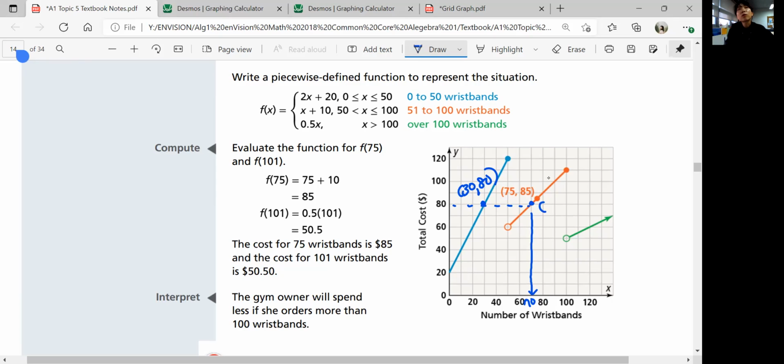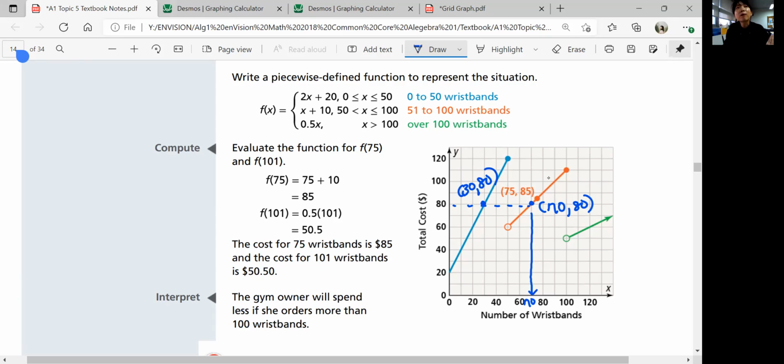So we have another point with the same value of y, 70, 80, right? So if you're gonna pay the same price, $80, if you're gonna spend that much money, it's better to get more wristbands, right? So this graph is really helpful for you to figure out, oh, is this worth the price, right?